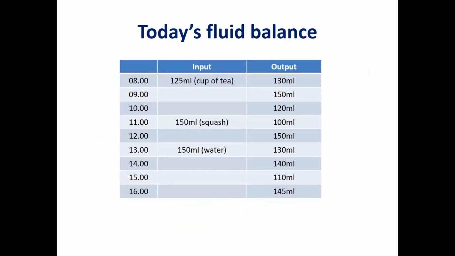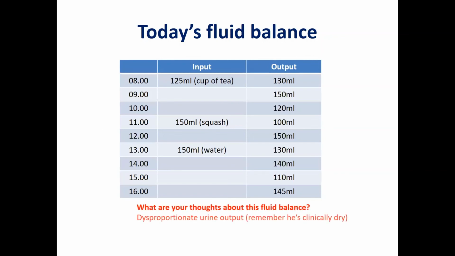And you have a look at his urine output. And what you see is he's drunk about 400 mils, but actually he's peed a lot more than that. Now, actually, that urine output is pretty normal. Someone like me probably pees like that. But the thing in him is it's important to look at the context. He is dry, remember, clinically, and yet he's peeing well over 100 mils an hour.